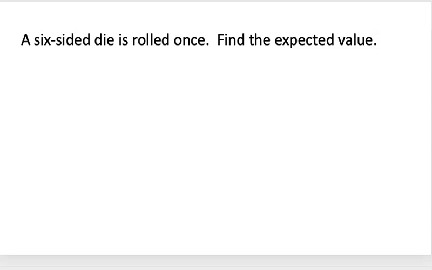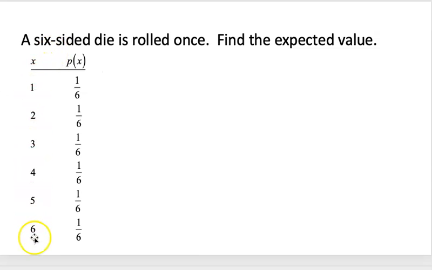So what do we have to do? We've got to list all of the possible outcomes, and we have six of them: 1, 2, 3, 4, 5, and 6. And with each of those numerical outcomes, we have an associated probability. What is your probability of rolling a 1? 1/6. What is your probability of rolling a 2? 1/6. Probability of rolling a 3, 1/6. All of those are 1/6. So we have numerical outcomes, each with an associated probability.